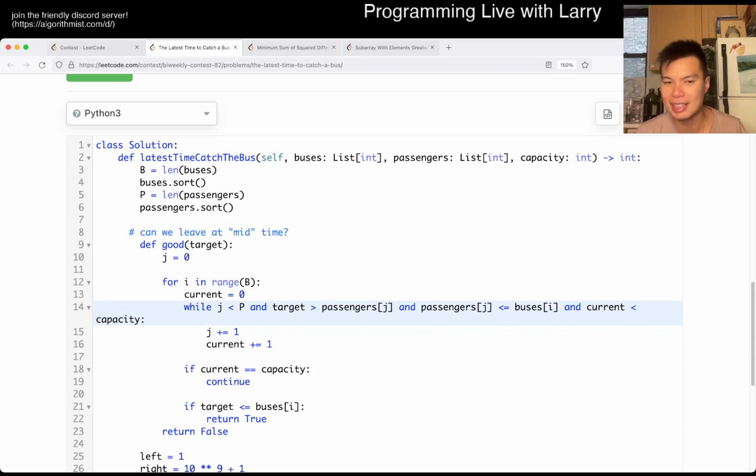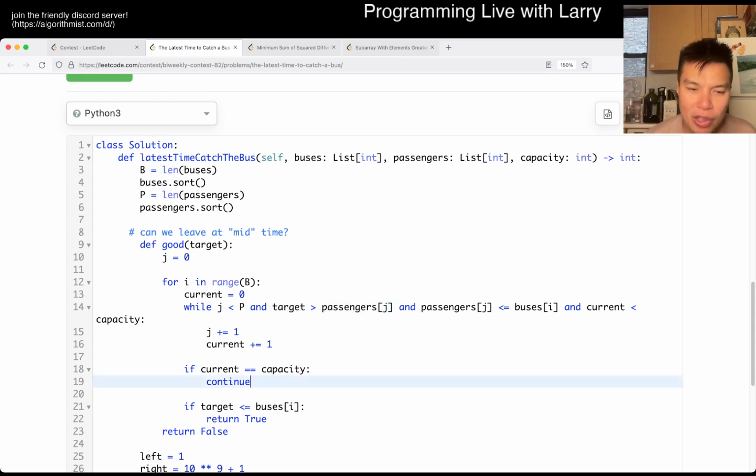Because if there's still capacity, then we take this bus using this passenger. And then of course, as we said, every passenger that leaves after the current time, we just ignore because we don't care, right? Like it's over. And then here, if the current capacity is over, then we just move on to the next bus. Of course, if there's more buses left, then we just sat.